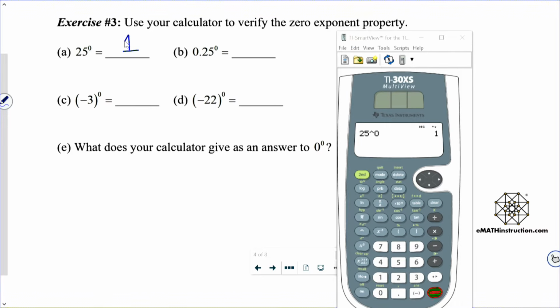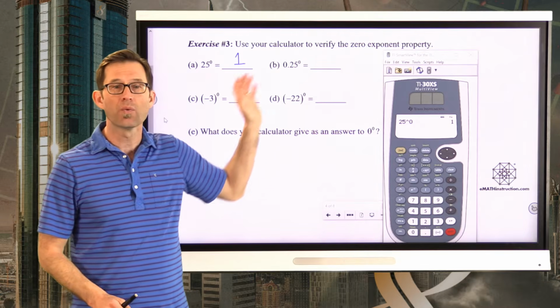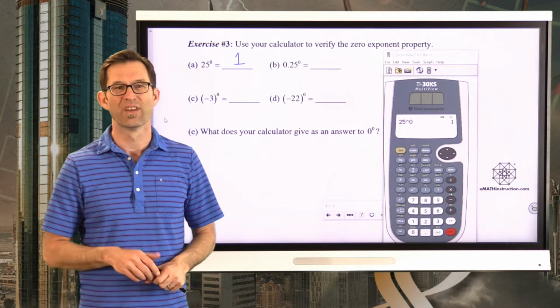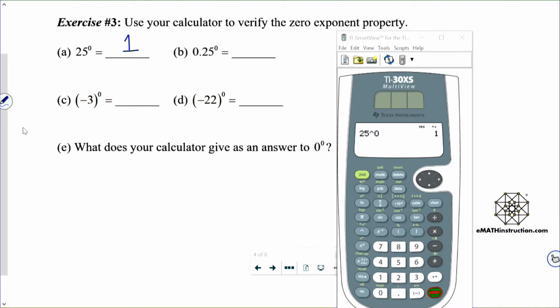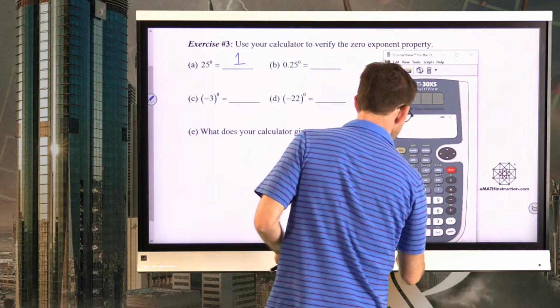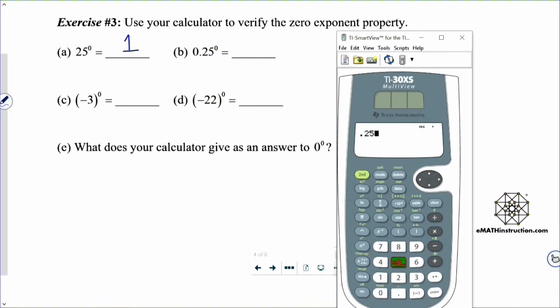Right? It's that simple. What I'd like you to do is go through each one of the remaining ones and make sure they are equal to 1 as well. Pause the video now and go ahead and experiment. All right, well, let's take a look at a decimal raised to the 0. So if I take 0.25, 1/4, raise that to the 0, enter. Look, that's equal to 1.